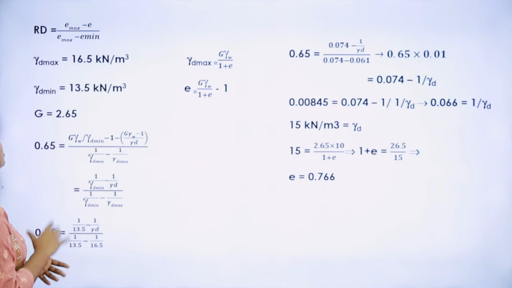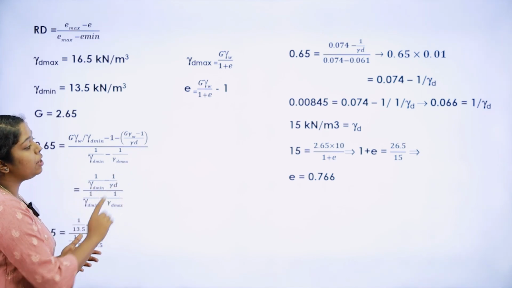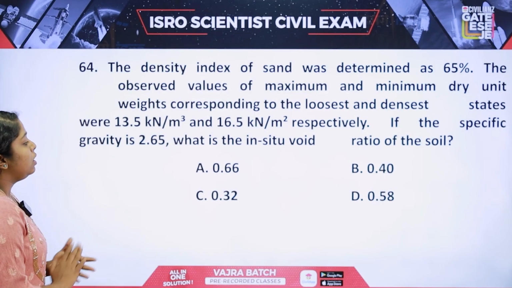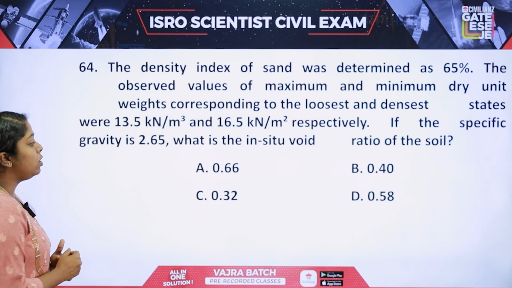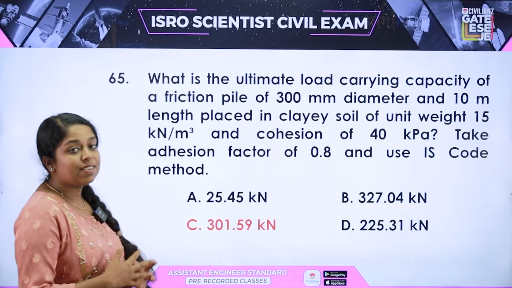So, we know that the relative density is equal to (e max minus e) by (e max minus e minimum). We have been given the values of gamma d max and gamma d minimum, that is 16.5 kN per meter cube and 13.5 kN per meter cube. On substituting and calculating, we obtain the value of e as 0.766. But here the right answer is not given. Let's move on to the next question, that is the 65th question.